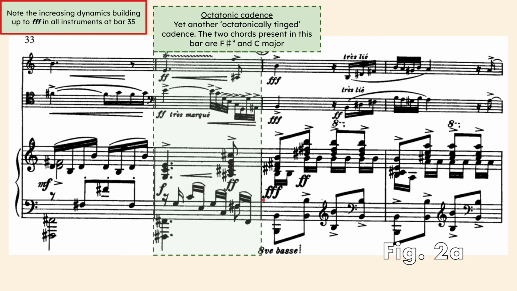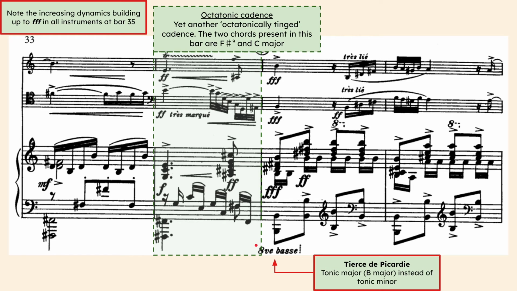as the previous two. You can see a C major chord over an F sharp in the piano, as well as a C major arpeggio in the bassoon, and the whole bar is a mixture of C major and F sharp 9. After all the first and second inversions of B minor that we've heard so far, we finally get a feeling of resolution at bar 35 with a root position chord, though it's a tierce de Picardie, meaning that it's a tonic major chord, B major, rather than the tonic minor.